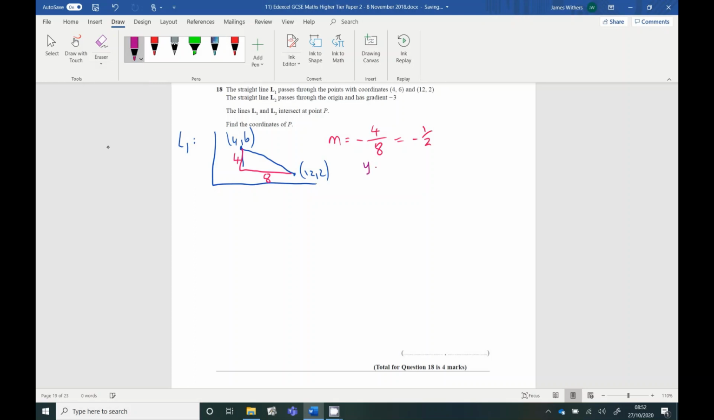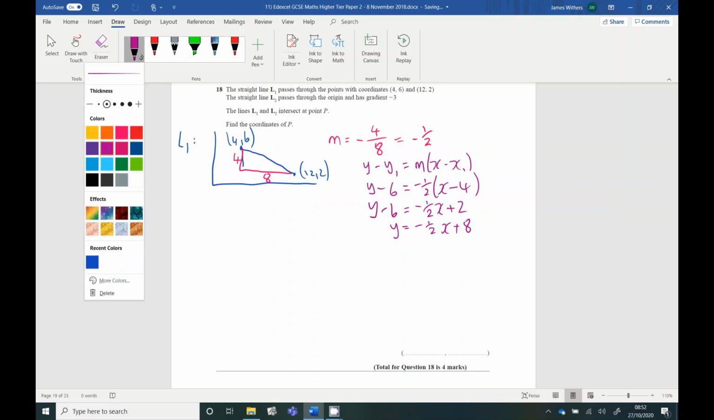Now using y minus y1 equals m times x minus x1, very useful formula, more powerful than y equals mx plus c. x1, y1 is any point on the line, and m is the gradient. So let's use the 4, 6. So y minus 6 equals the gradient, x minus 4. So multiply out our right hand side, and adding 6 to both sides, we get y equals minus a half x plus 8. So that is our line L1.